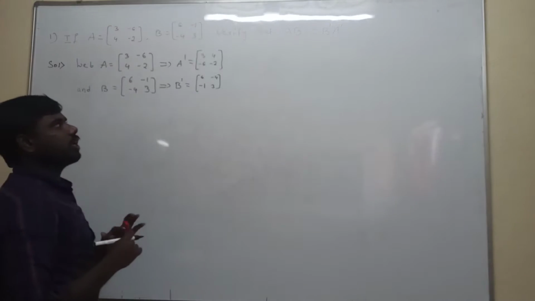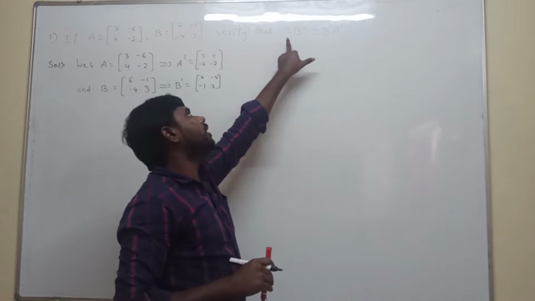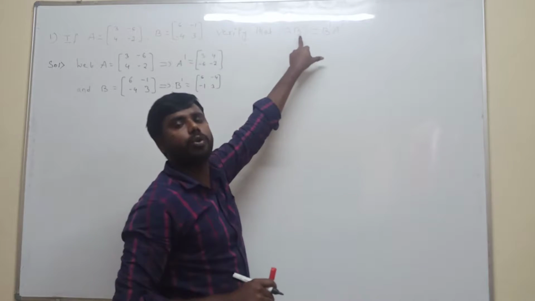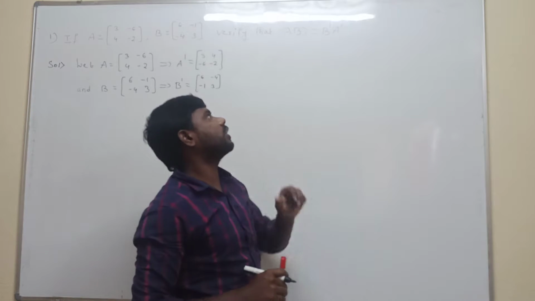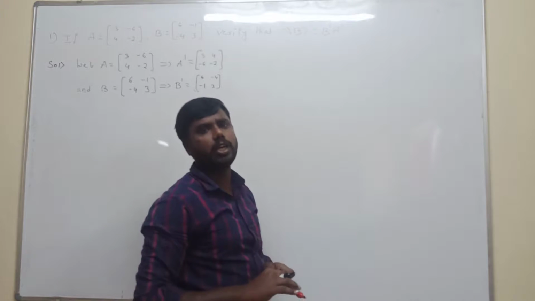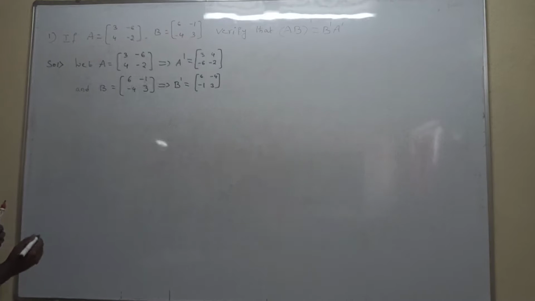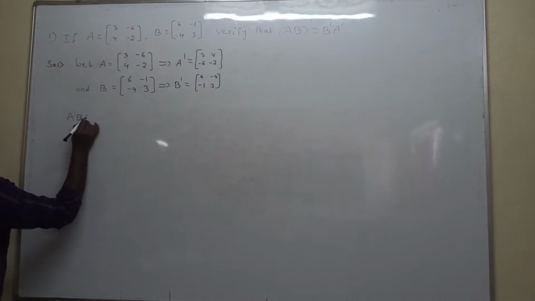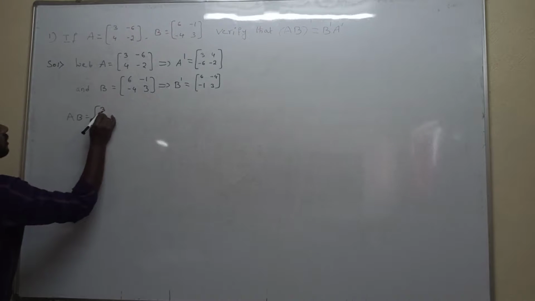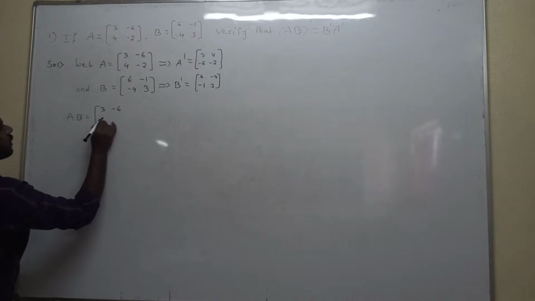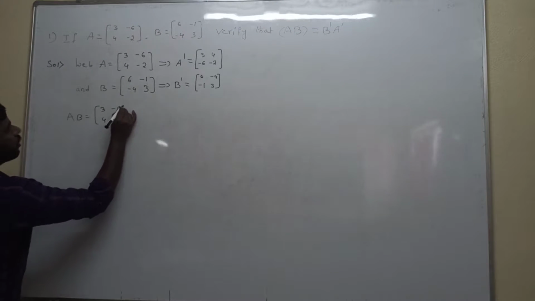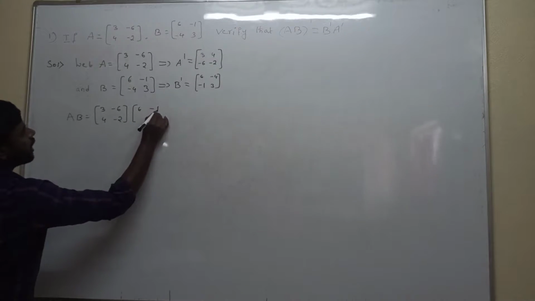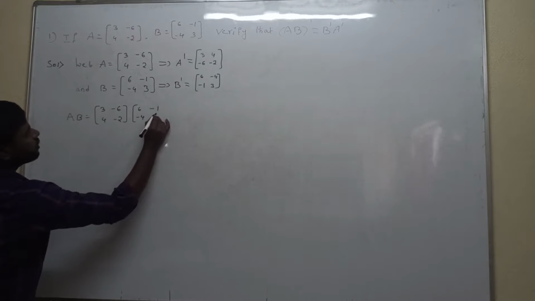See the question, what is it asking? Verify that (AB) whole transpose. First we calculate the product of the A and B matrices. After that, we calculate the transpose of AB. First, calculate AB. Substitute the matrices: A matrix is [3, -6; 4, -2], then substitute B matrix, which is [6, -1; -4, 3].